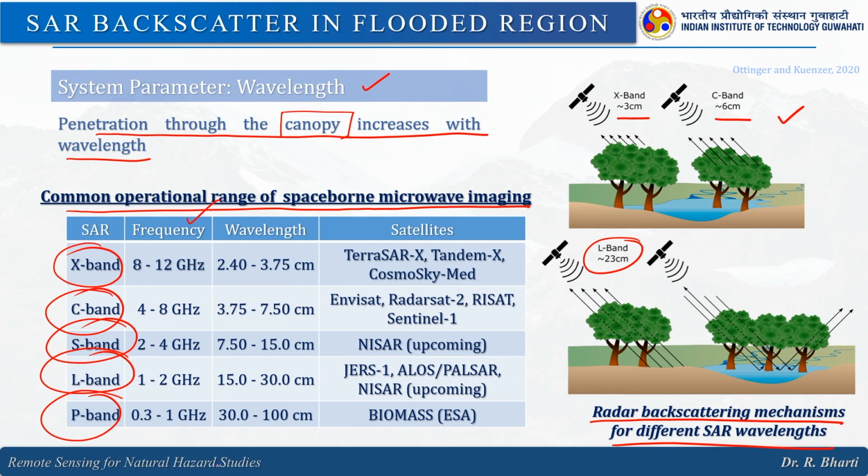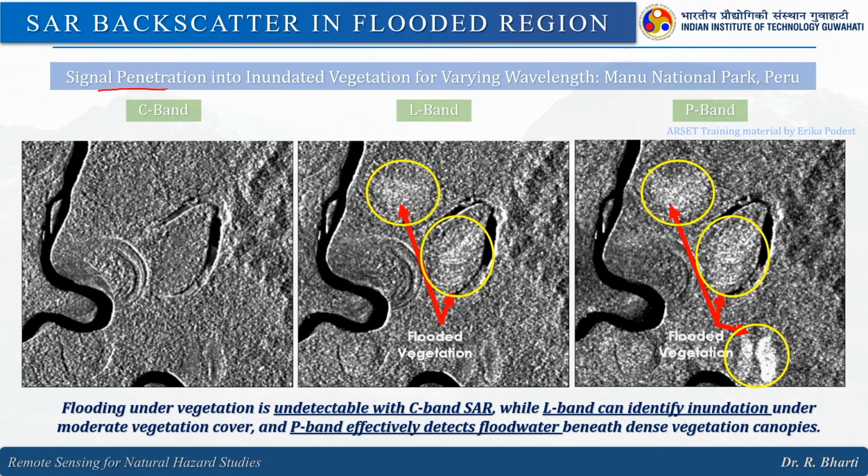Here the frequencies are given, and the satellites which are available nowadays are mentioned here. Even some of the upcoming missions are also mentioned here, right. Signal penetration into inundated vegetation for varying wavelength. So, this is Manu National Park, Peru. Here you can see the C band, L band and P band are used.